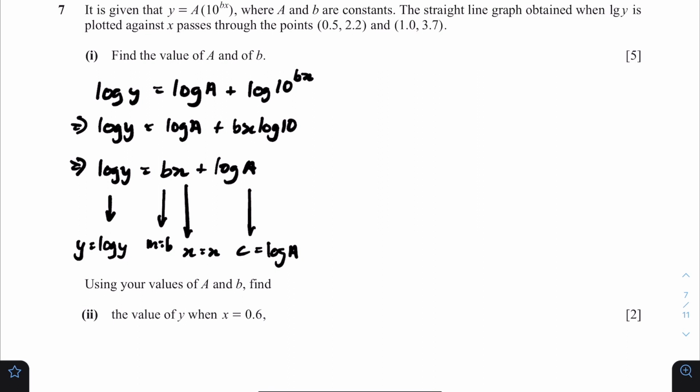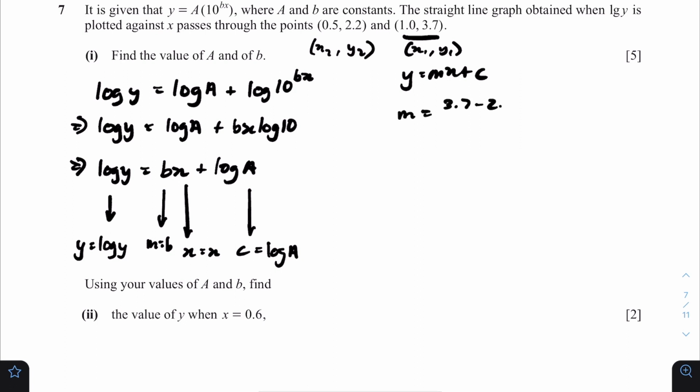And now let's just assume that we have y equals mx plus c. And let's find the equation of this line. So if we find the gradient first, we can do this using y1 minus y2 over x1 minus x2. So let's just say that this is x1 comma y1, and this one's x2 comma y2. Then our gradient is equal to 3.7 minus 2.2 over 1.0 minus 0.5. This is equal to 1.5 over 0.5, which is equal to 3. So we have y equals 3x plus c.